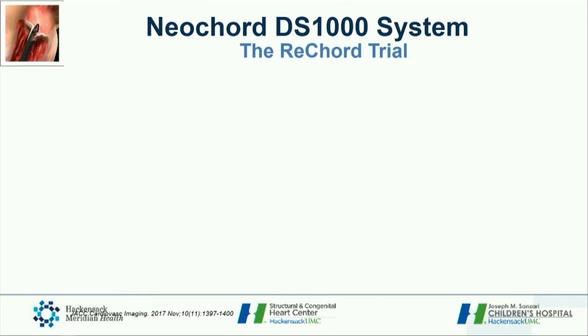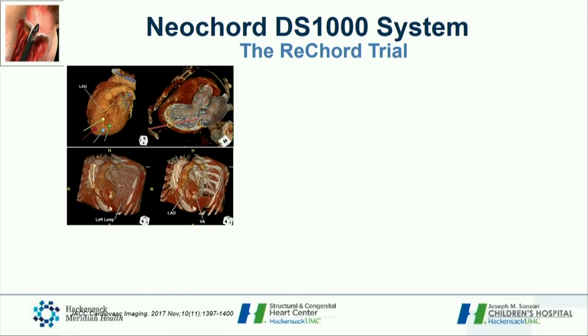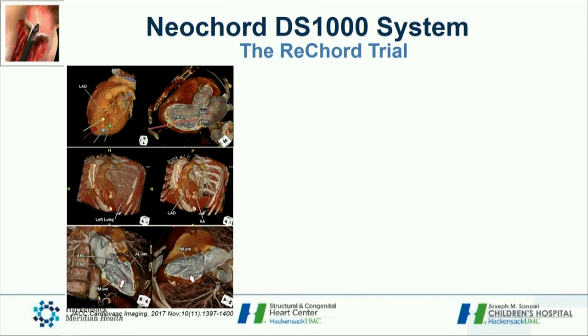So as we go forward, how do we utilize fusion imaging with newer devices as well? As many of you know, the NeoChord system is for degenerative MR, where you anchor one of your cords from the leaflet to the LV. So a lot depends on where you actually take the apical access, and it's important to identify the structures, the LAD, to exactly pinpoint where your access site is going to be on the LV, and this plays a huge role.